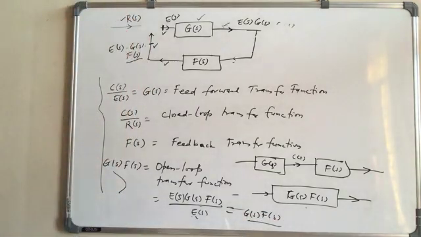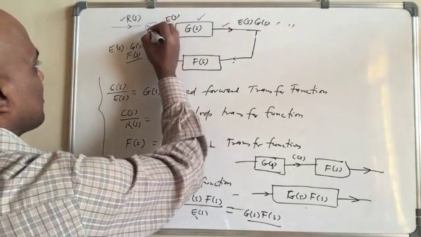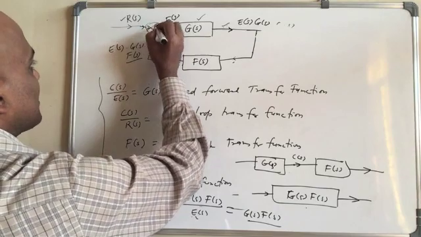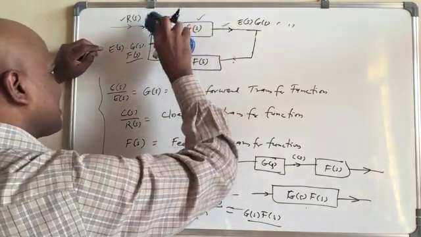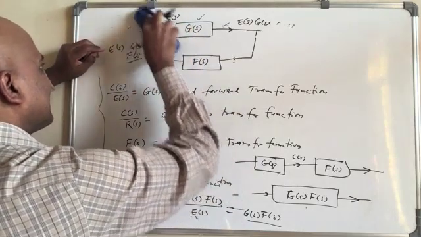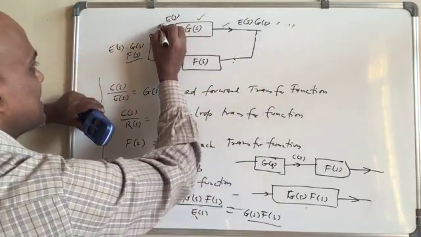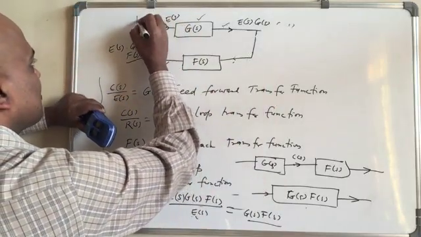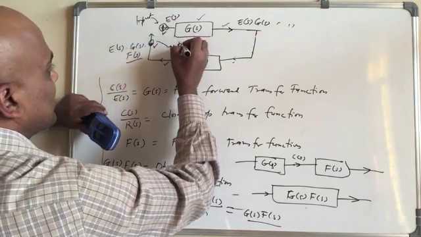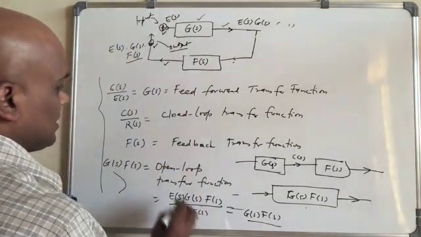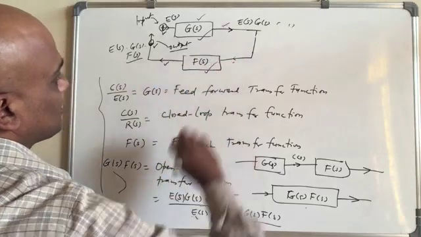Or simply, when you have a loop like this one, with an adder here, plus minus, what you are going to do is remove the adder. This A becomes the input, and this part becomes the output, and this output over input is the open loop transfer function, which will be equal to this multiplied by this.